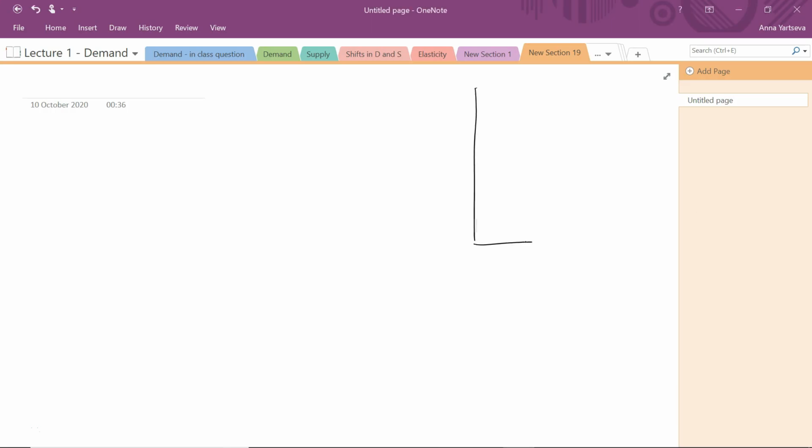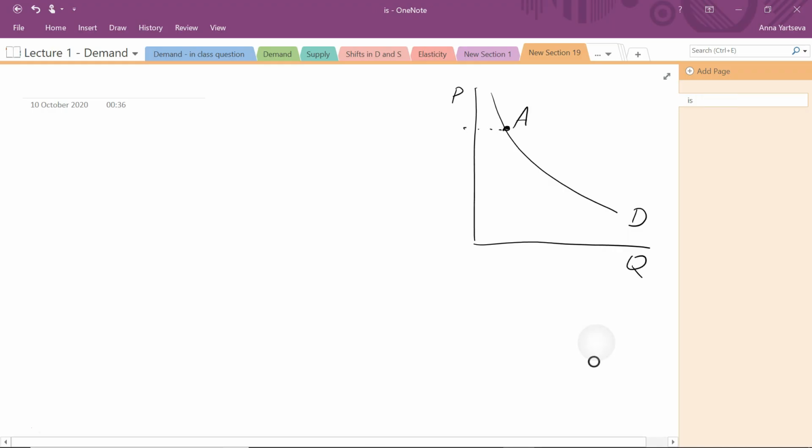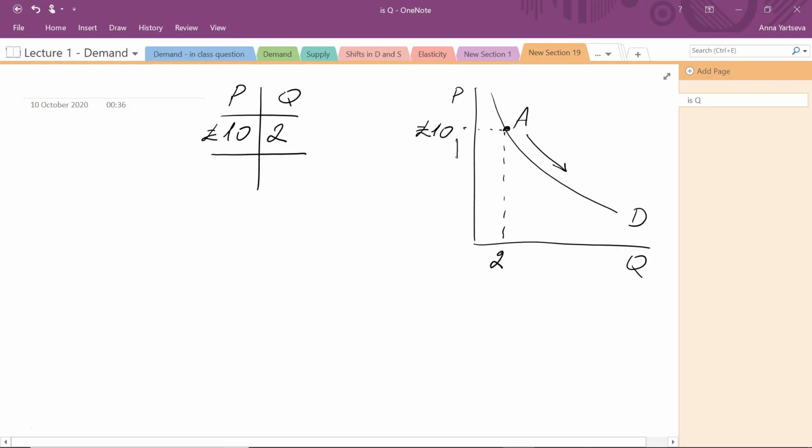Let's imagine that we are facing a certain demand curve. Initially, we are located at point A, and our product costs, let's say, £10. At this price, consumers are willing to purchase two items of this particular product. Price is £10, and our sales, the number of units consumers are buying, is equal to 2. We are not satisfied with the amount which we are selling, and we decide to drop the price to, let's say, £6. This, of course, leads to an increase in quantity consumed and our sales. So we move from point A to point B along the same demand curve.